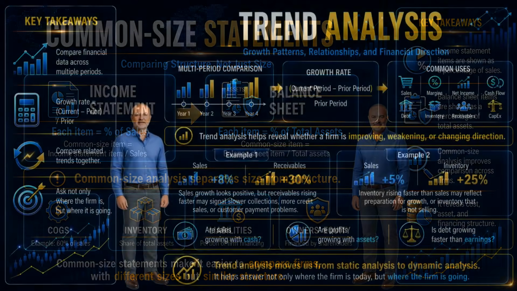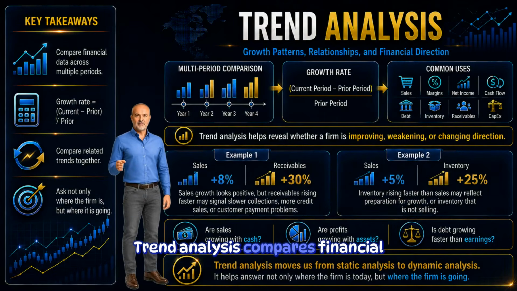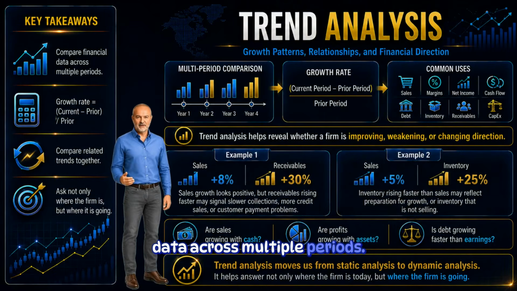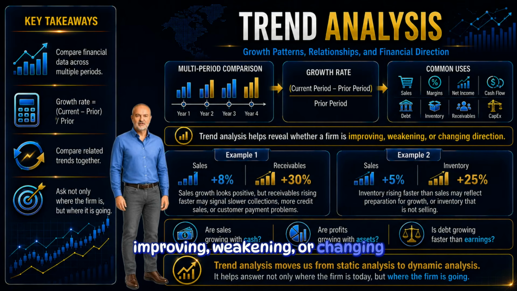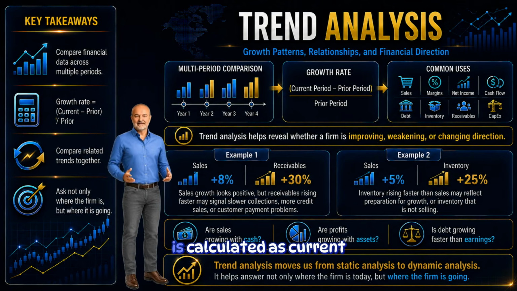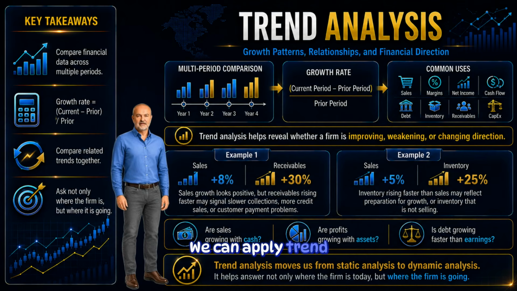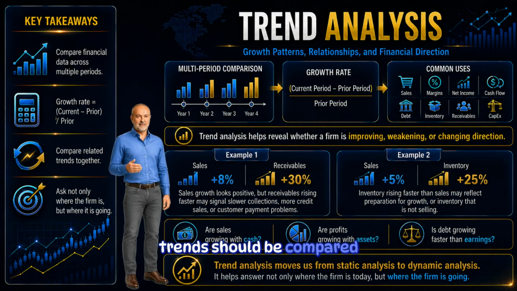Let's continue with trend analysis. Trend analysis compares financial data across multiple periods. It helps us see whether a firm is improving, weakening, or changing direction. A simple growth rate is calculated as current period value minus prior period value, divided by prior period value. We can apply trend analysis to sales, gross margin, operating margin, net income, cash flow, debt, inventory, receivables, and capital expenditures. But the most important idea is this: related trends should be compared together.